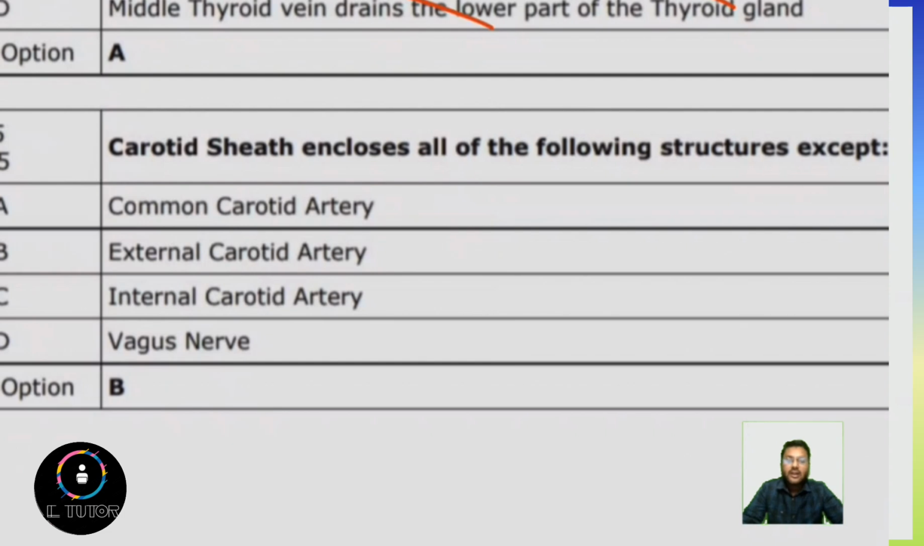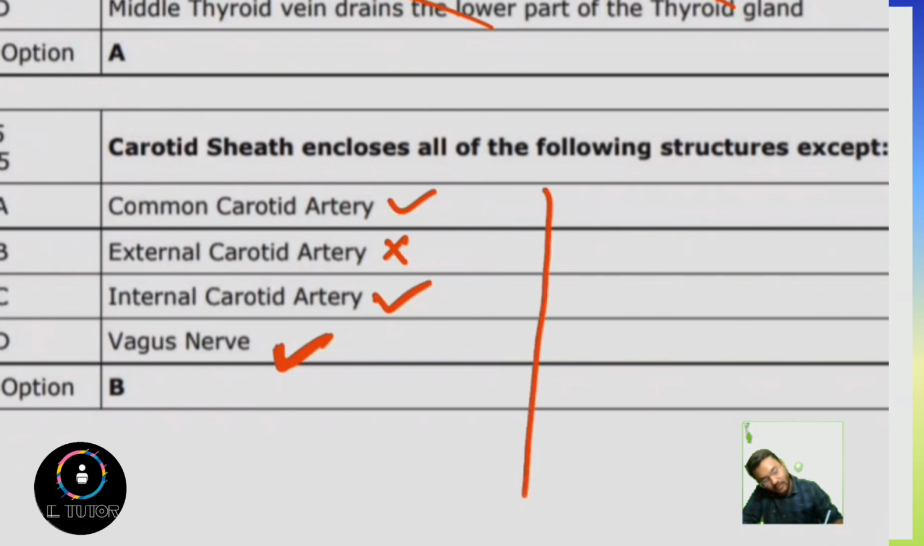Carotid sheath encloses all the following structures except. So common carotid artery, yes, this is true. External carotid artery, no. External carotid artery is not a part of the carotid sheath, or it is not present inside the carotid sheath. Internal carotid artery is present in the upper part of the carotid sheath, and vagus nerve is also present.